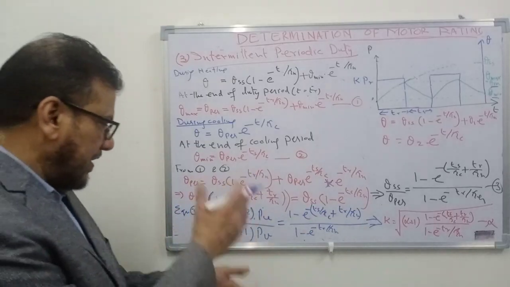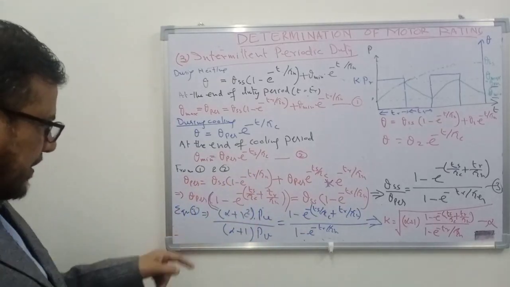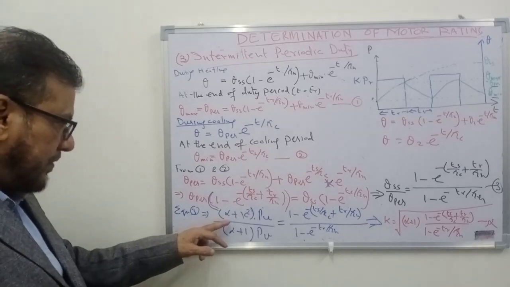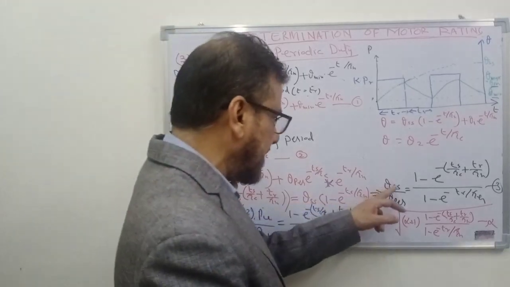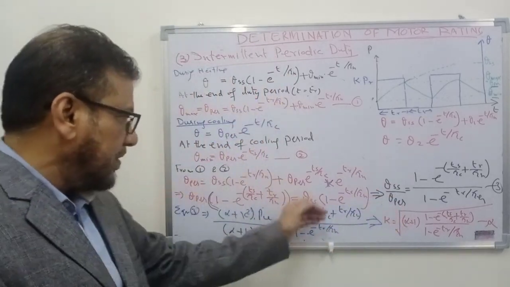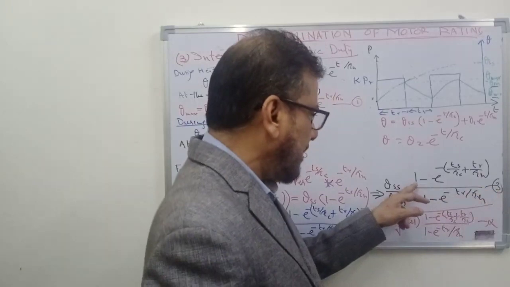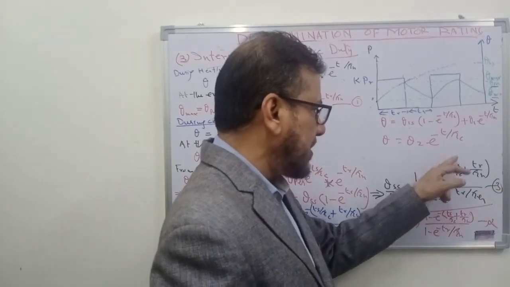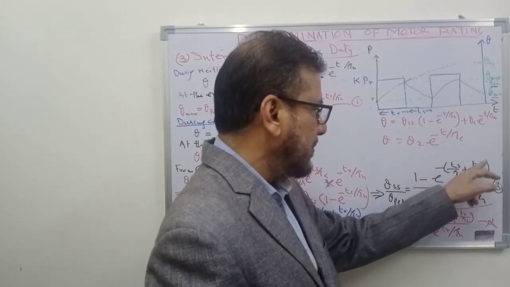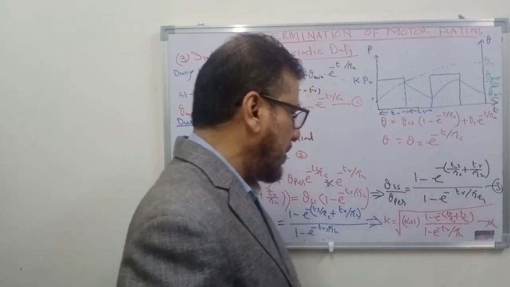Now you can rearrange this equation, and it can be written as alpha plus, this can be written as theta ss upon theta permissible. Just take this on this side and this on this side. So this equation becomes like this: 1 minus e to the power minus (ts upon tau c plus tr upon tau h) divided by 1 minus e to the power minus tr upon tau h.